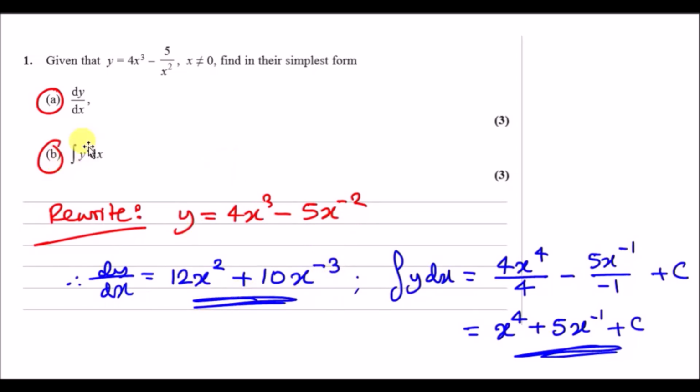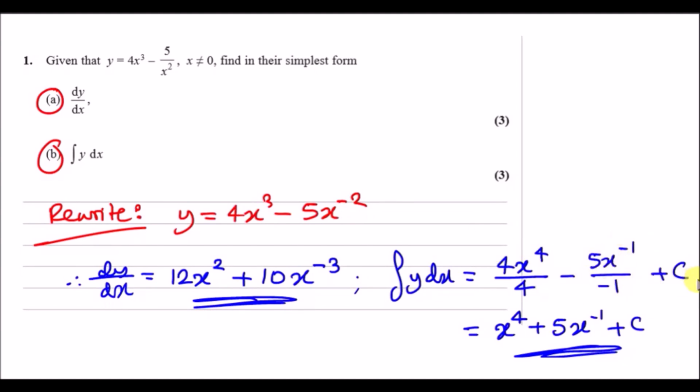Now for part B, the integral of y, in other words, integrating this whole equation from the beginning with respect to x, all you have to do is simply raise the power by 1. So again, using this equation that we rewrote, adding 1 to the power 3, you get 4, and then you divide it by itself. For the next part, you add 1 to this power, so it becomes minus 1. Drop it down, so you're going to have 5 over minus 1.